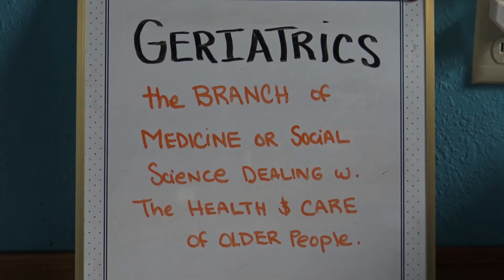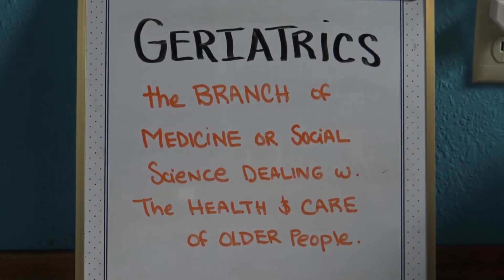Geriatrics. Geriatrics is the branch of medicine or social science that deals with the health and care of older people. It is a specialty that focuses on the health and care of elderly people. So geriatrics is the branch of medicine for the elderly.